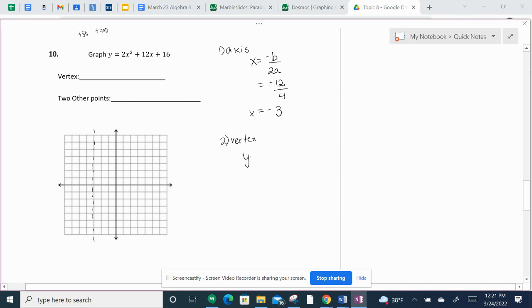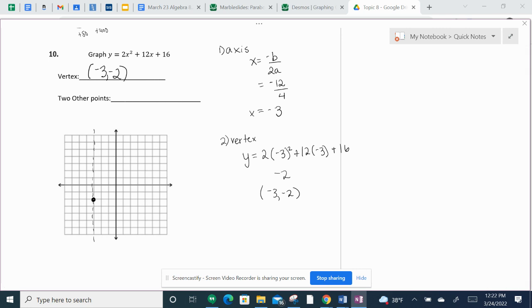And so to find the vertex, I'm going to take y is equal to 2 times x squared, but I now know x is negative 3, so I'm going to plug that in, plus 12 times x, which again I know is negative 3, and then add 16. I'm going to plug that into my calculator just the way I see it. And when I do that, I get an answer of negative 2. That tells me my vertex is the point negative 3, negative 2. So I'm going to come over here to negative 3, down to negative 2, and plot that point. I'm also going to write that vertex up here on the line where it asks. So vertex is at negative 3, negative 2.